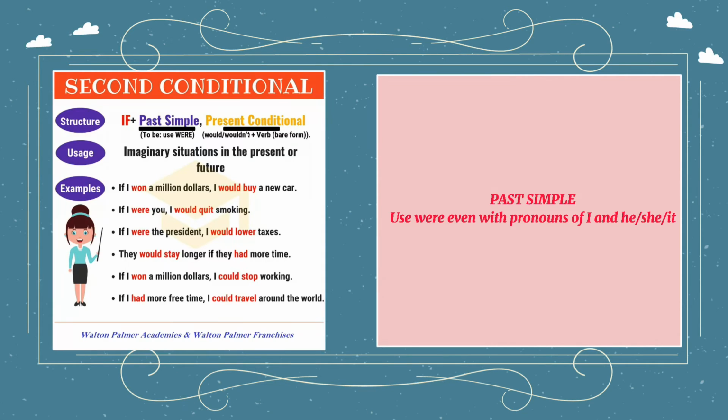However, in the past simple, usually the word "were" will be used instead of "was" with the pronouns I, he, she, and it. This is because it is mostly done in formal writing. So let us look at the examples provided.